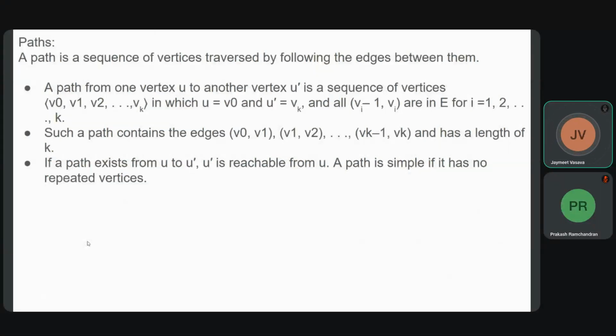So a path from a vertex U to another vertex U' is a sequence of vertices, let's say V0 to Vk, in which U equals V0 and U' equals Vk, and all (Vi-1, Vi) are in E for i equals 1 to k. Such a path contains the edges (V0, V1) to (Vk-1, Vk) and has a length of k. If a path exists from U to U', then U' is reachable from U. A path is simple if it has no repeated vertices.